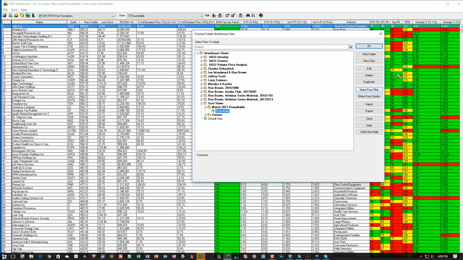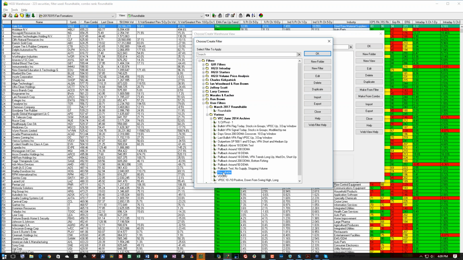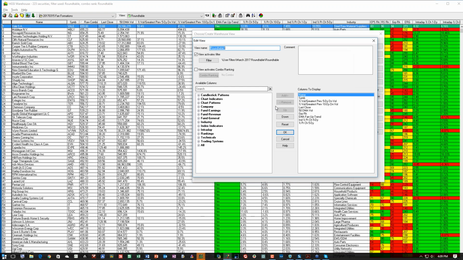If you come over here and click on this, you can locate the filter that you create. Let me close that up. I'm clicking on the filter that I just recreated, and I'm going to apply this. I'll click on OK, and these fields that are in the filter are now in the warehouse view.